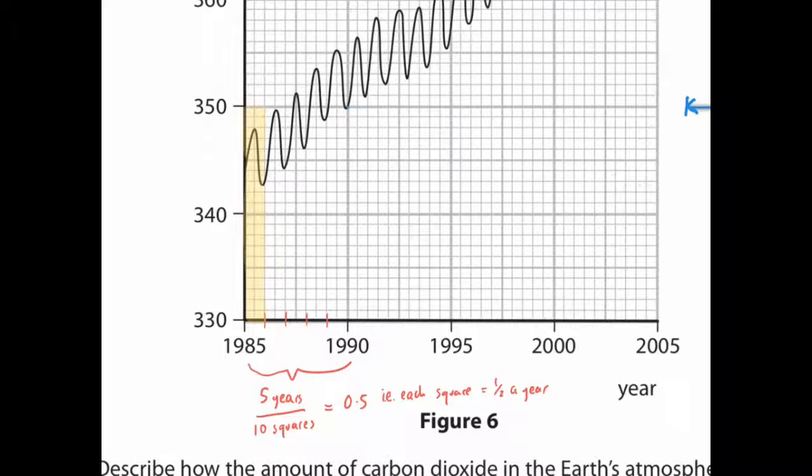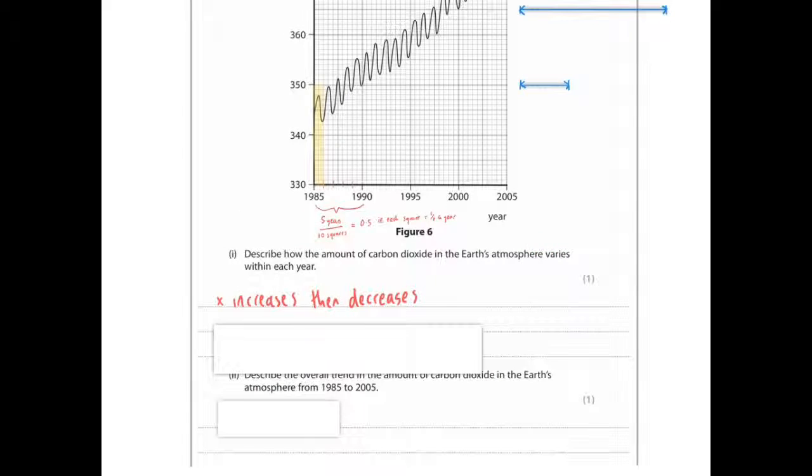So this is tricky because you're actually just looking at a single year. So you know this is 1985 to 6, 7, 8. So these 2 squares here is 1 year. So you can see that levels of carbon dioxide go up, they increase to a peak and then go down. So don't overthink describing a pattern, just say what you see. It increases, then decreases, 1 mark.